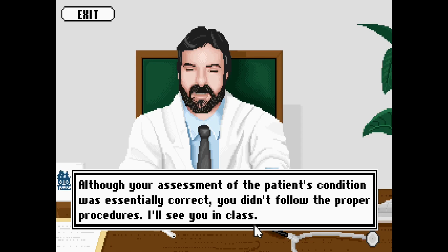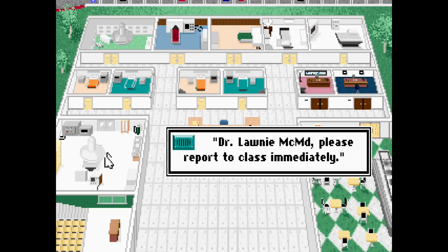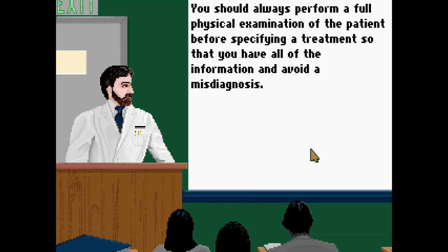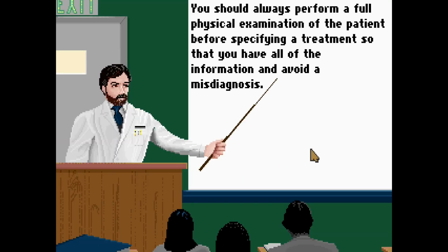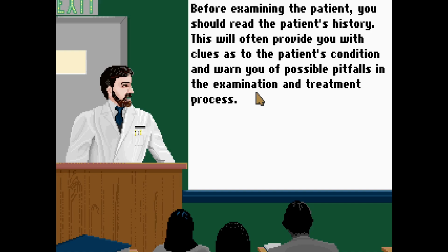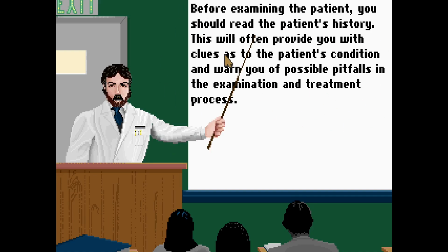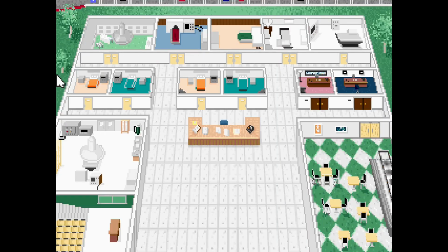of the patient's condition was essentially correct, you didn't follow the proper procedures. I'll see you in class. Will you? You should always perform a full physical examination of a patient before specifying a treatment, so that you have all of the information and avoid a misdiagnosis. Before examining the patient, you should read the patient's history. This will often provide you with clues as to the patient's condition and warn you of possible pitfalls in the examination and treatment process.